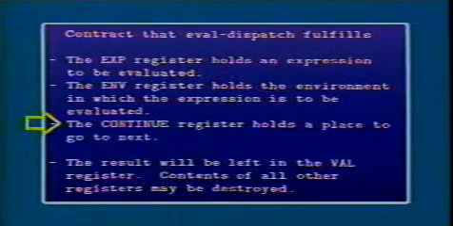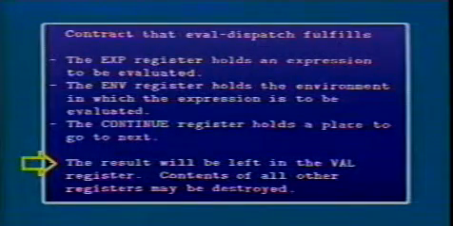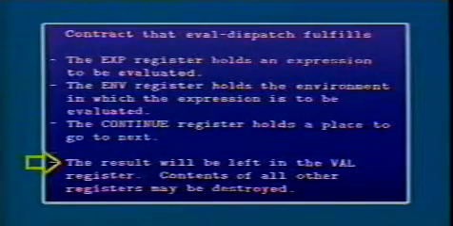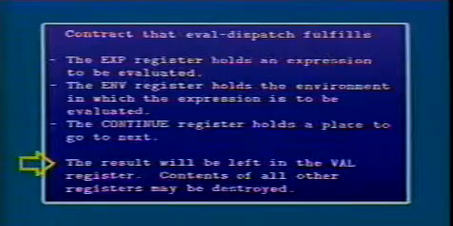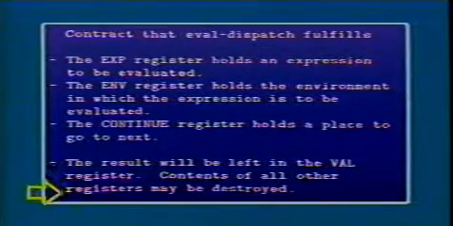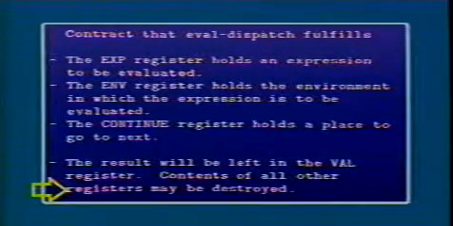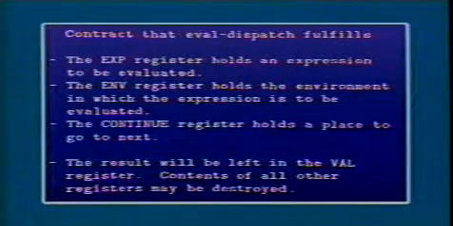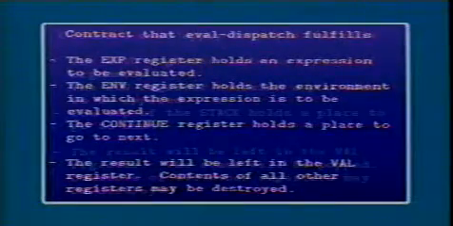Eval dispatch's contract is that it'll actually perform that evaluation, and at the end of which it'll end up at the place specified by continue. The result of the evaluation will be in the val register, and it just warns you that it makes no promises about what happens to the rest of the registers. All other registers might be destroyed. So there's one piece.